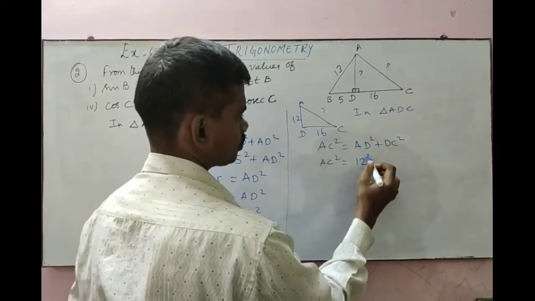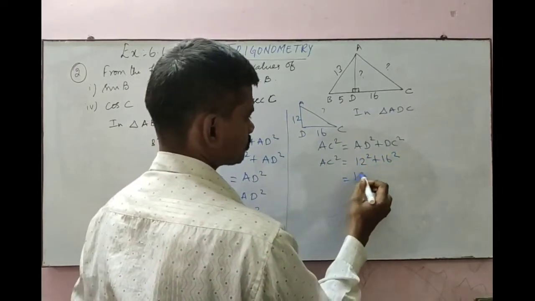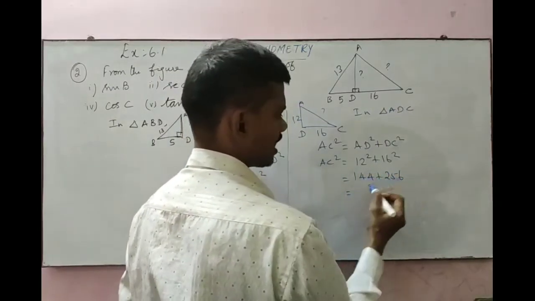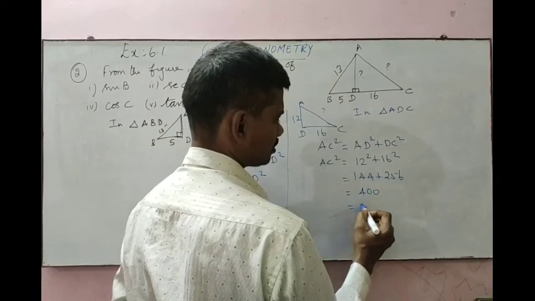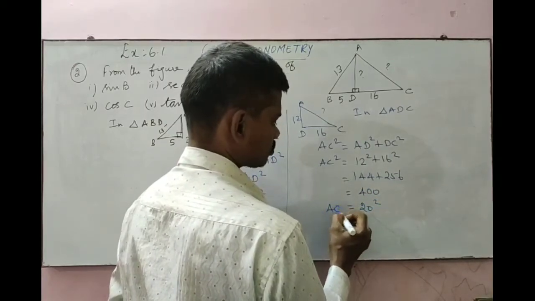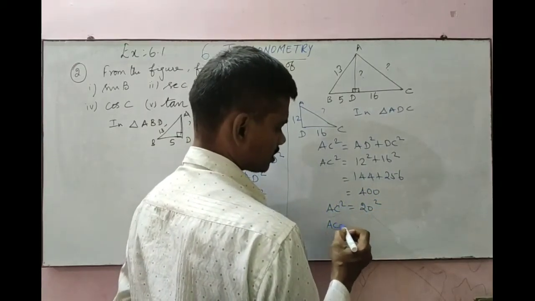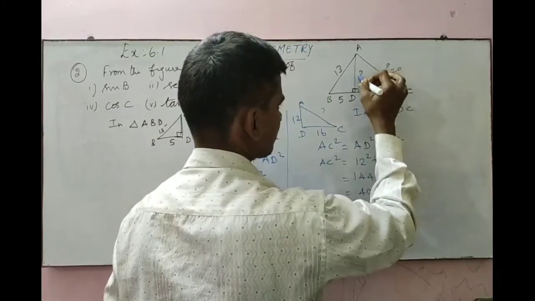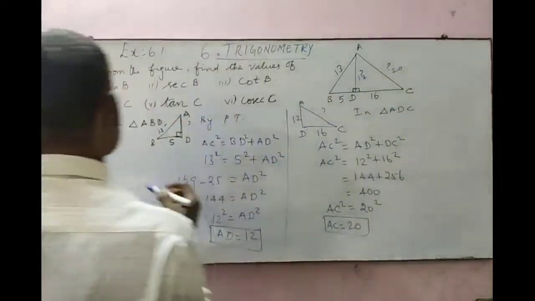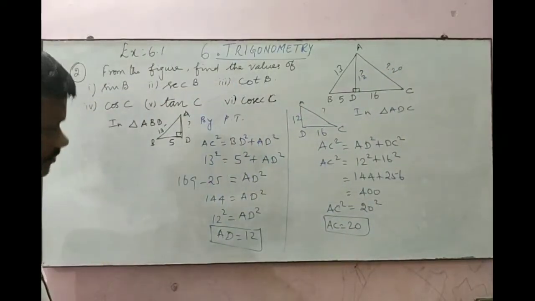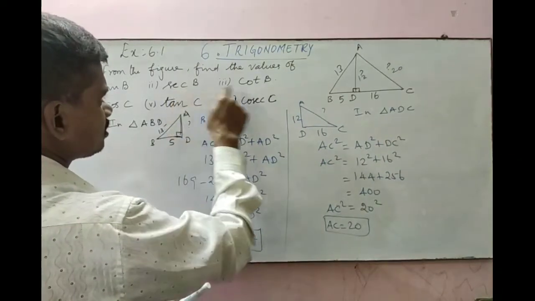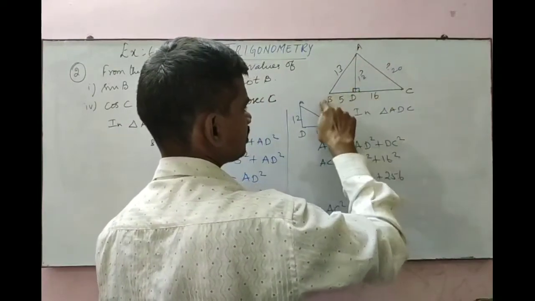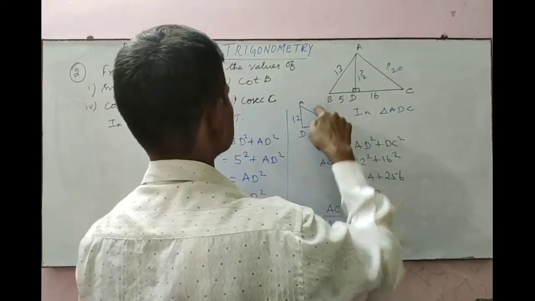AD equal to 12. 12 square plus 16 square. 12 square is 144. 16 square gives 256. So if you add these two, you will get the answer as 400. 400 is 20 square. So AC square is 20 square, then AC is equal to 20. We found the value of AC as 20 and AD as 12. Next we are going to write the values of sin B, secant B, cot B. In this triangle ADB, you have to find the sin B.